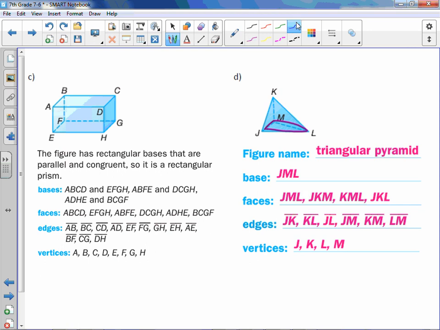Its other faces are JKM and KML, as well as JKL. The edges, we have JK, KL, and JL, JM, KM, and LM. And the vertices are J, K, L, M.